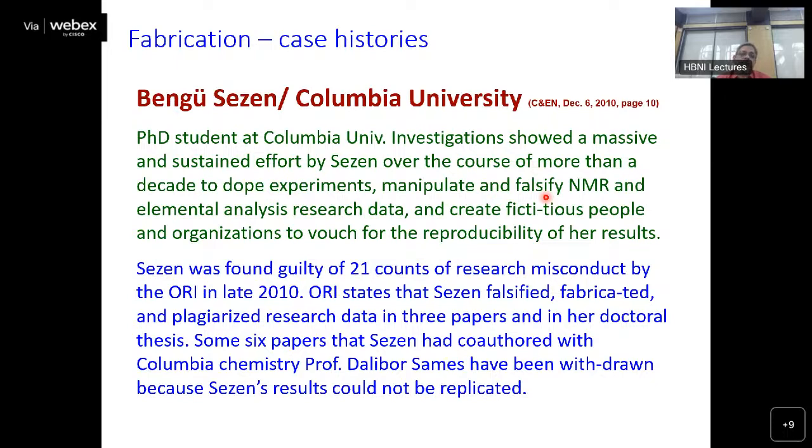And the committee which was formed to examine this student found this person guilty of 21 counts of research misconduct by the ORI. ORI is the Office of Research Integrity in the United States. See, this person joined the university around 2000 or something like that, and it took almost 10 years to find out that this person had carried out all these scientific misdemeanors. And this ORI states that Susan has falsified, fabricated, and plagiarized research data. So she did all the three in three papers and also in her doctoral thesis. And some six papers that she had co-authored with her professor, Dalibor Sames, have been withdrawn because these results could not be replicated.